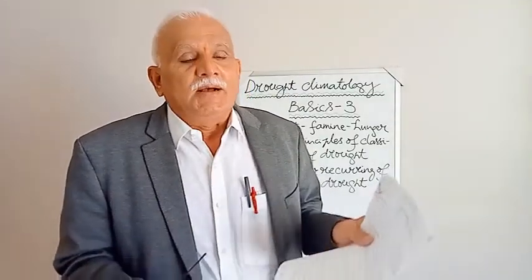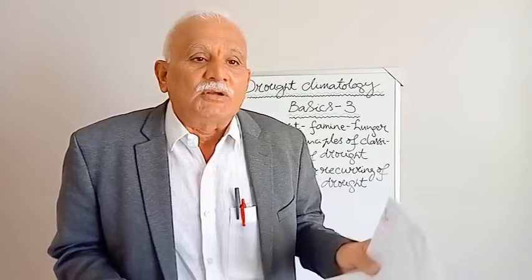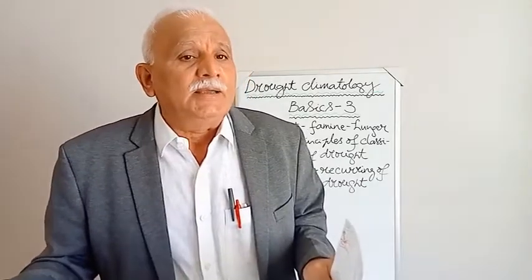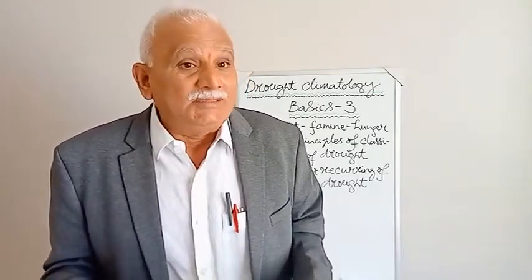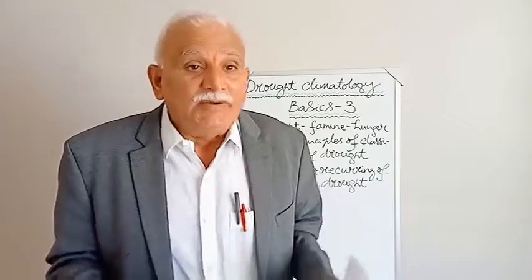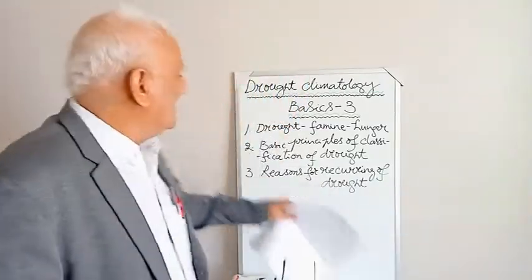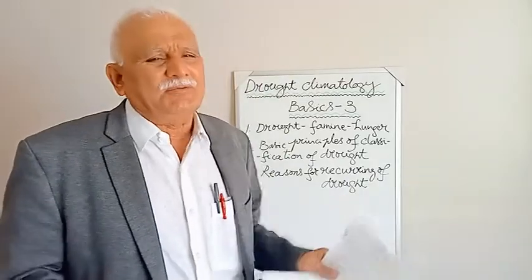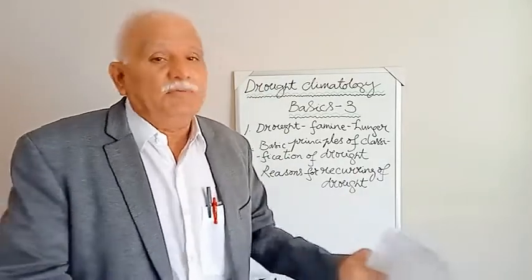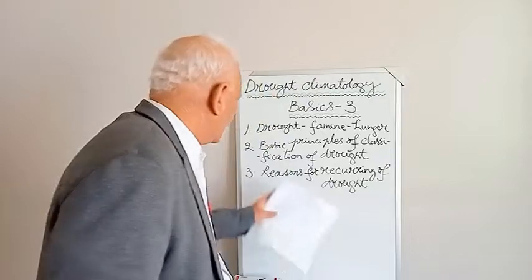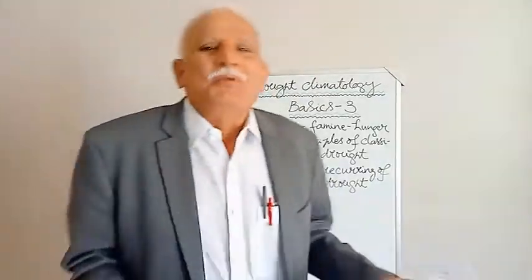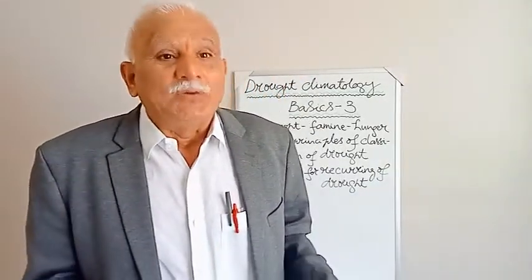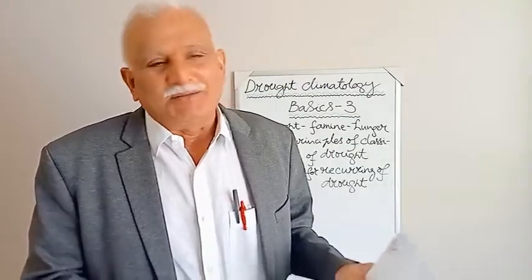Now, here, the sequence of drought, famine, and hunger. So this is how it is happening. First we discuss the basic principles of classification. There are different types of classification of drought, particularly from the agricultural meteorological point of view. We try to understand reasons for recurring of drought. Nobody can stop drought. Why nobody can stop? So these are the basic things.